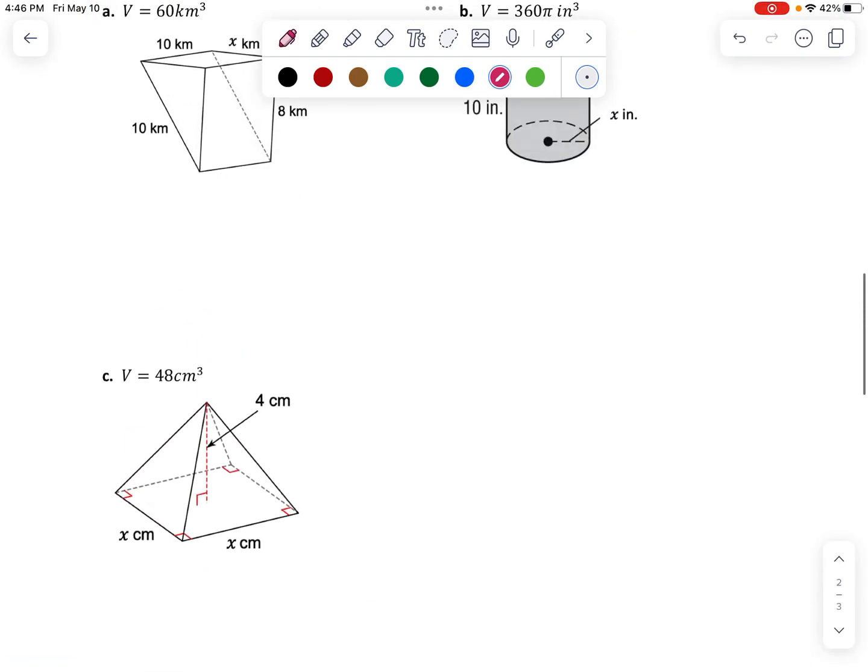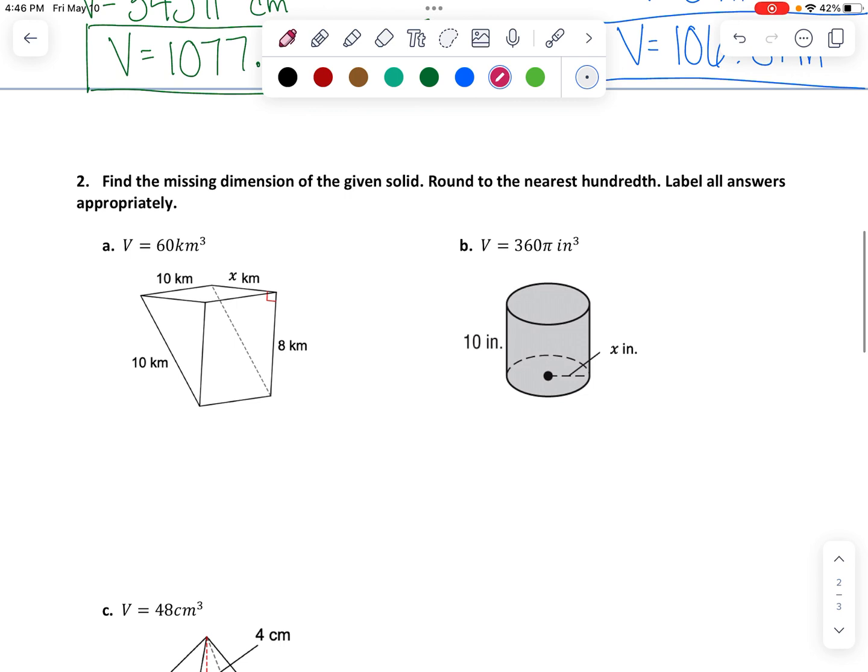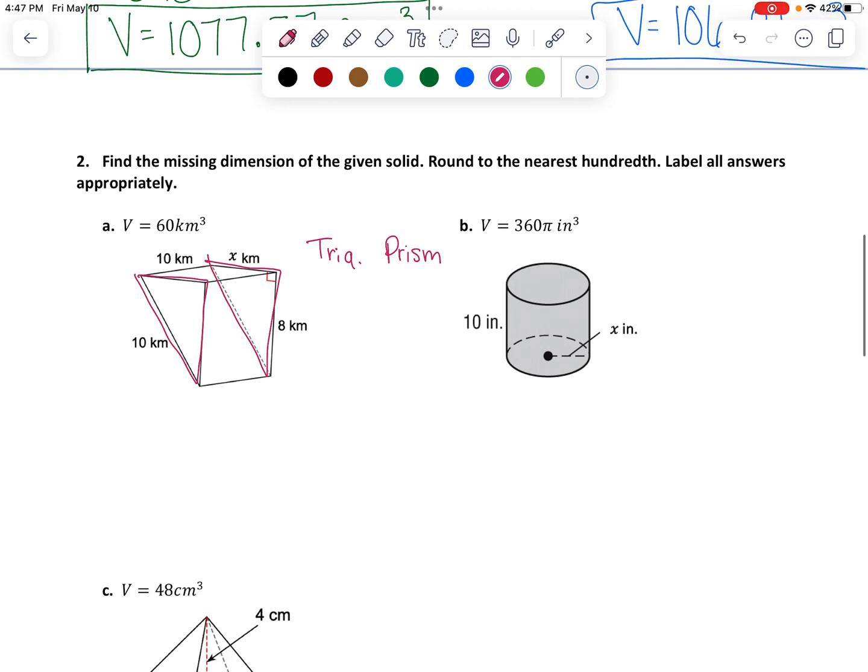Last page does the missing dimension and similar figures. To look at a missing dimension, you have to look at what is the shape, what is the formula I use, given the information I know about that shape, and then just plug things in and work backwards. This is a triangular prism. I know that because I see two triangles, opposite sides, parallel and congruent. Those are my bases.